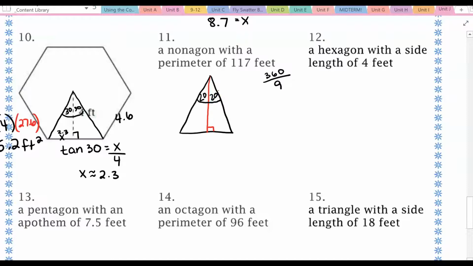So we know that it has a perimeter of 117. Okay, so that means if I have 117 feet divided evenly by all 9 sides, this entire side is worth 13. If that entire side is worth 13, it makes each one of these worth 6.5. Which means at this point, I'm going to erase these little side things, and I have almost everything I need for the equation.